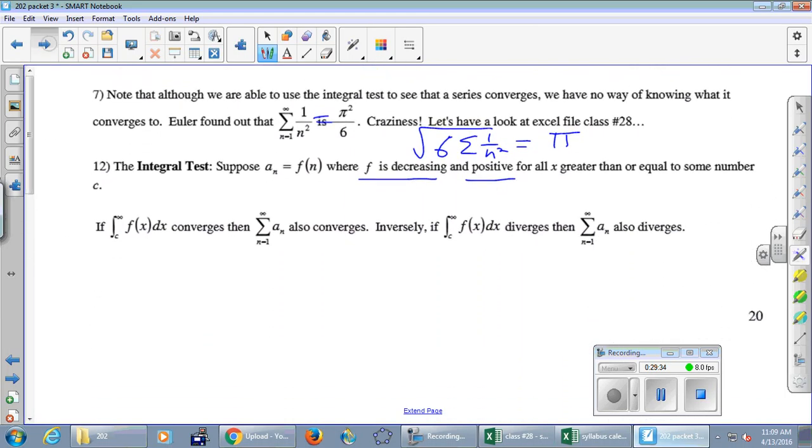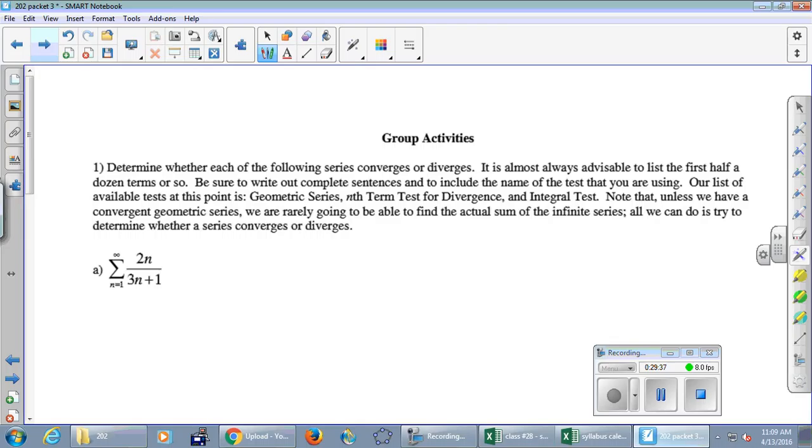Okay, so the activity is on the next page. I am going to point out 2 things. Number 1, it says that you have 3 available tests at this moment. Some of the things in this activity will be geometric series. Some of them will fail the nth term test for divergence, that's what we saw today. Some of them will be the integral test. They're not all integral tests. You have 3 tools, and you're going to use all 3 tools in this activity.